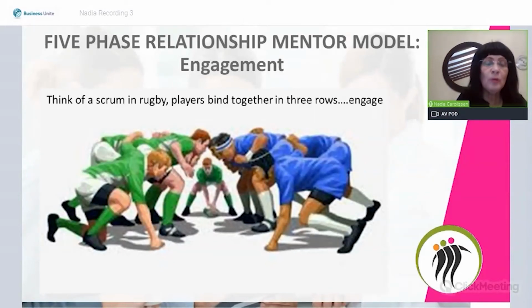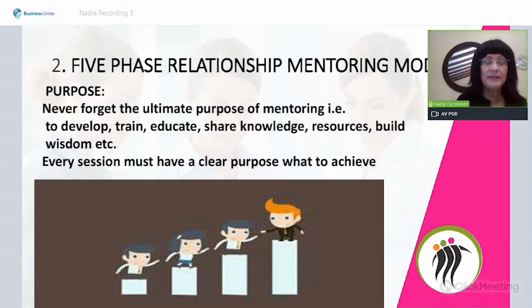First of all, there are certain rules that govern this engagement between the 2 teams. There is the manner in which the 2 teams would bind, the manner in which they would engage. In a mentoring context, we would say that, first of all, we will never forget the ultimate purpose of mentoring, to develop, train, educate, share knowledge, etc. But when those 2 parties, irrespective of whether it's group mentoring, one-on-one, or reverse, never ever forget what the real purpose of mentoring is, the purpose of getting together, the purpose of engagement.